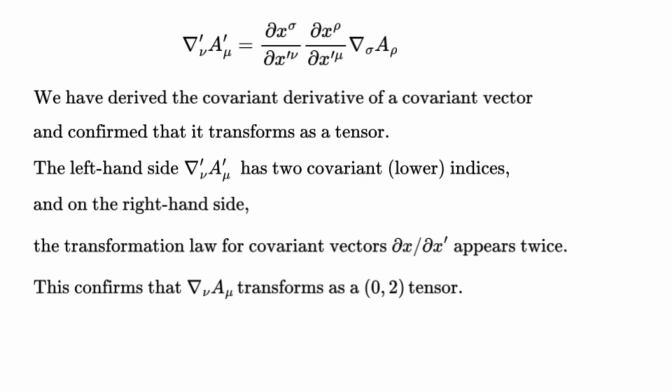The left-hand side has two covariant, lower, indices. And on the right-hand side, the transformation law for covariant vectors, partial x over partial x prime, appears twice. This confirms that the covariant derivative of A mu with respect to x nu transforms as a 0 2 tensor.